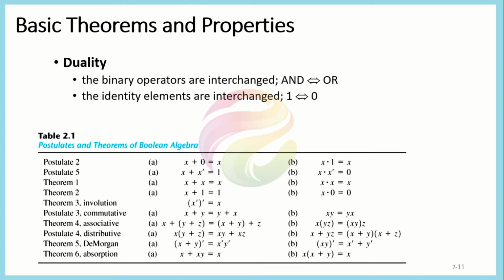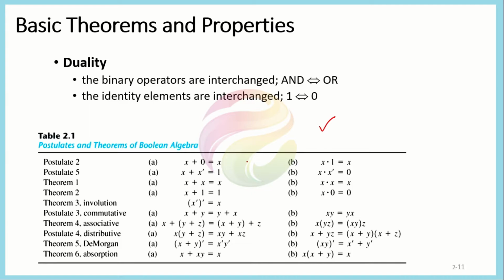Now we will summarize some of the basic results and laws related to two-valued Boolean algebra. First, we will discuss a little bit about the duality principle. The duality principle says that for any equation that is valid, if we interchange all the OR operators with AND and all the AND operators with OR, and similarly change all the zeros with 1 and 1 with zeros, then the resultant equation will also be valid.